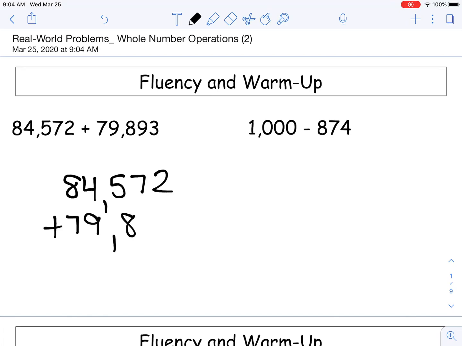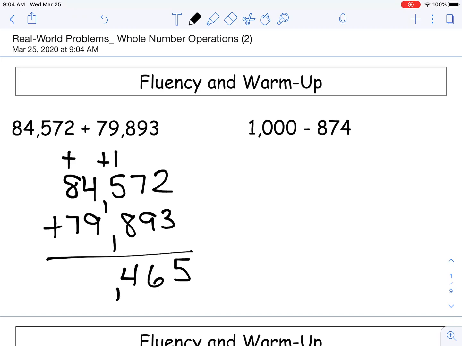I'm going to take 84,572 plus 79,893. 3 plus 2 is 5, 9 plus 7 is 16, 8 plus 5 is 13, plus 1 is 14, 9 plus 1 is 10, plus 4 is 14, and 7 plus 8 is 15, plus 1 is 16.